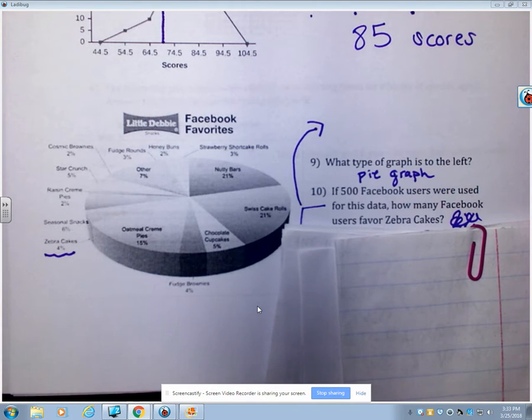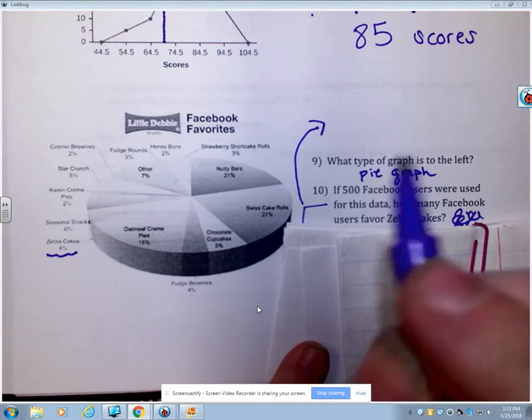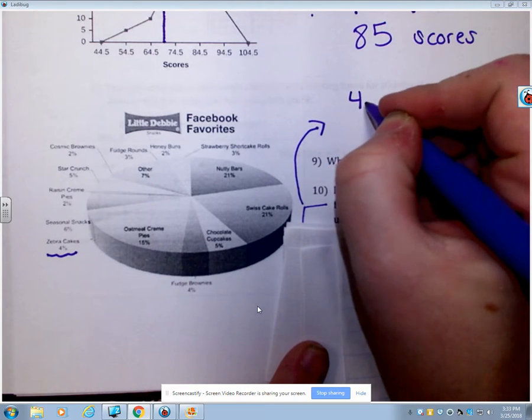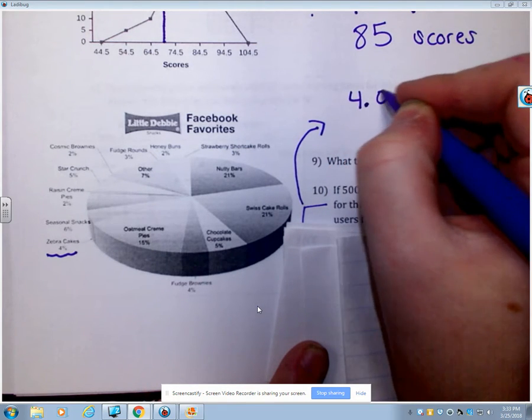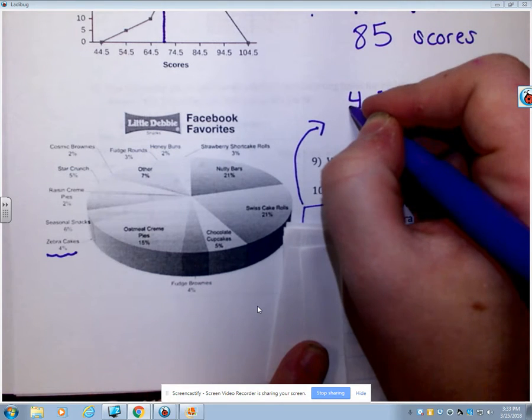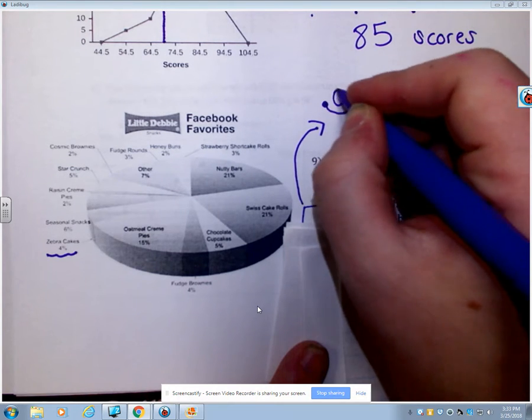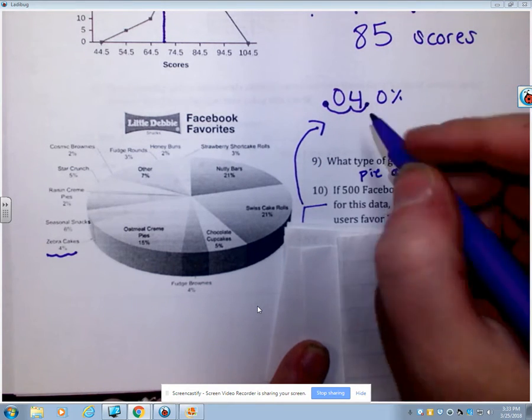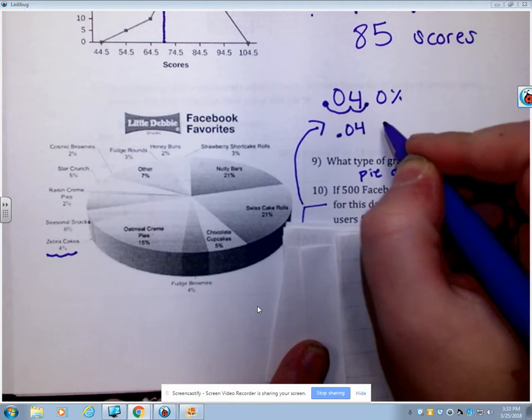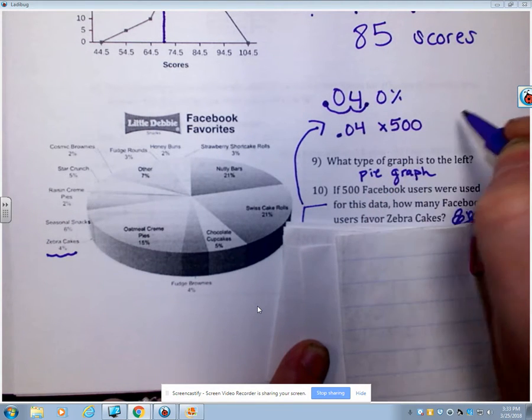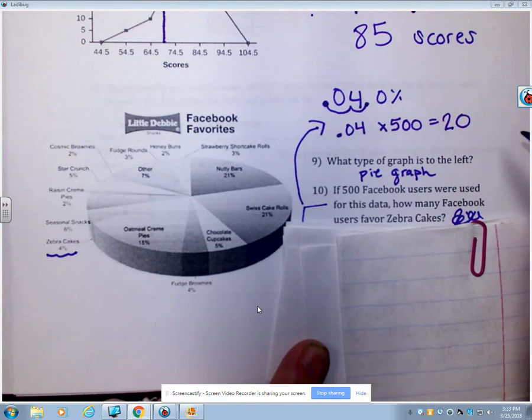I need to convert my 4% to decimal form. The way I do that is I move the decimal 2 places to the left. Right now we have 4.0%, and moving it 2 places to the left gives me 0.04. So I multiply 0.04 times 500, and that tells me that 20 people on Facebook voted zebra cakes as their favorite.